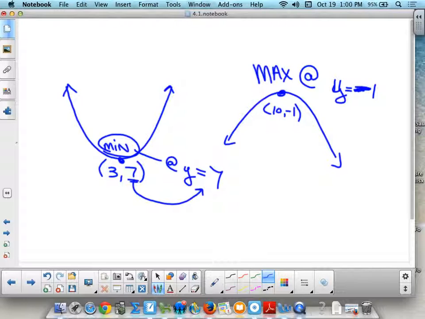Okay? So minimums and maximums are your y values. That's all I'm trying to say. How do you know this is a minimum? Because the a value would have been positive. How do you know this is a maximum? Because the a value would have been negative.